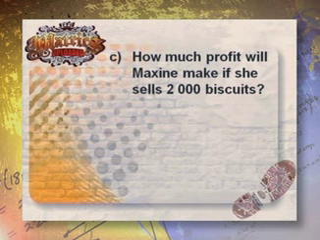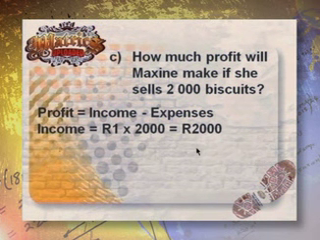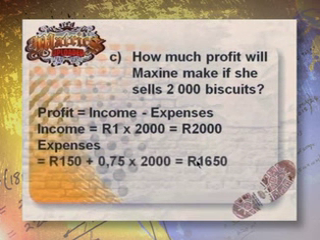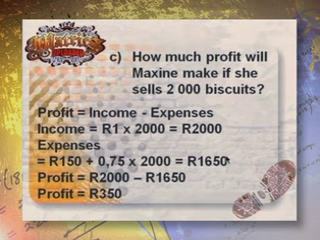How much profit will she make? How much profit will Maxine make if she sells 2,000 biscuits? Profit is income minus expenses. She sells them for 1 Rand per biscuit, 2,000. The expenses would be her fixed expenses plus 0.75 times 2,000, which is 1650. So of course now her profit is 2,000 minus 1650. She makes a profit of 350 Rand.